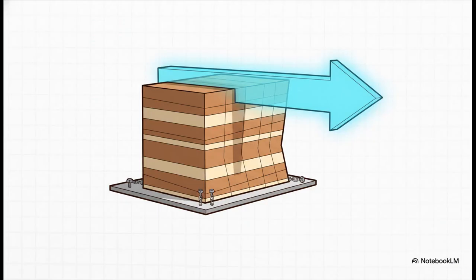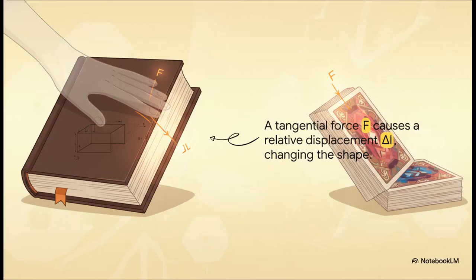And finally, we get to what I think is the coolest one: shearing stress. This isn't a direct pull or a uniform squeeze. This is a sideways or tangential force. Imagine pushing on the top of something while the bottom of it is held in place. A perfect way to picture this is to push the top cover of a thick book or a deck of cards. The whole thing distorts, right?